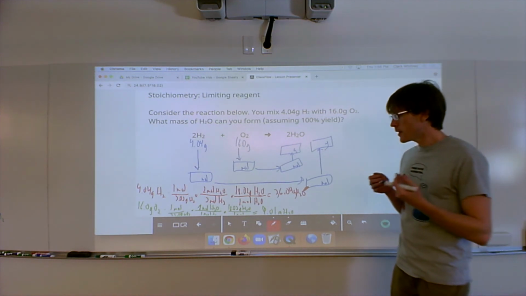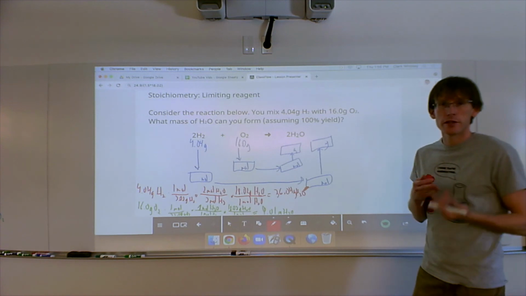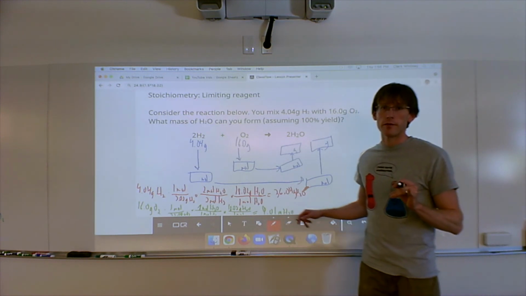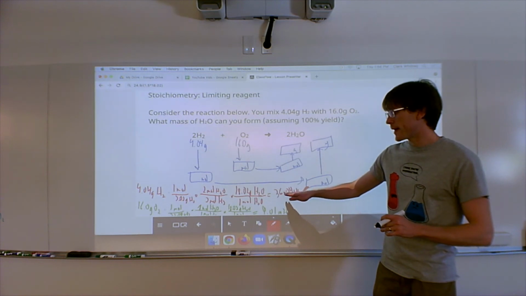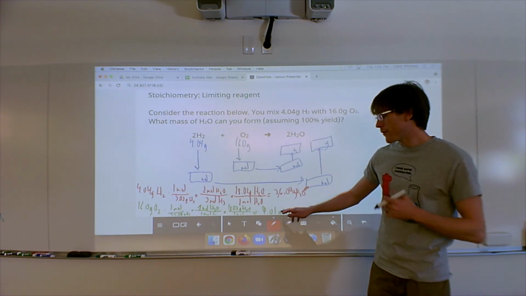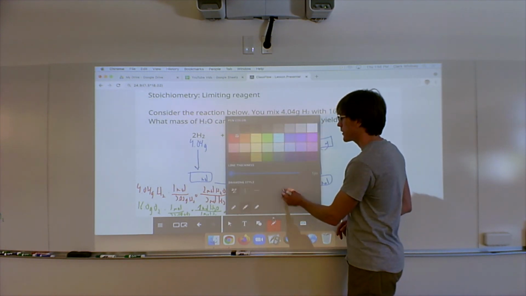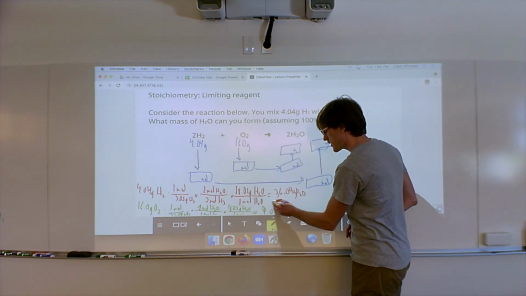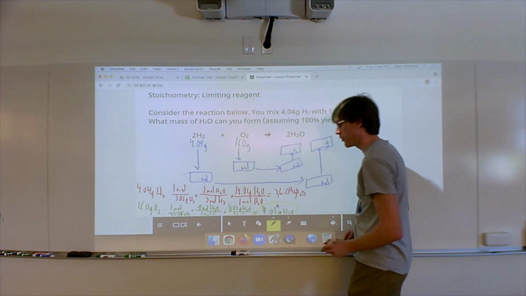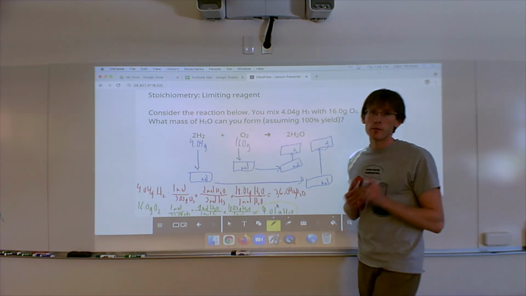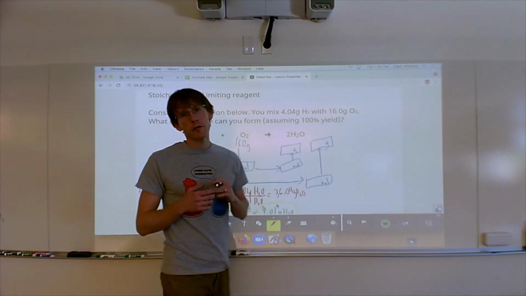So how much is actually produced? What is the actual reagent that runs out first? Apparently, it's the oxygen that runs out first, because we've got enough hydrogen to make a lot more water, but we have enough oxygen to make only a little bit of water. So it's the oxygen that runs out first, and our answer is 9.01 grams of water. That is how you would approach a limiting reagent problem.